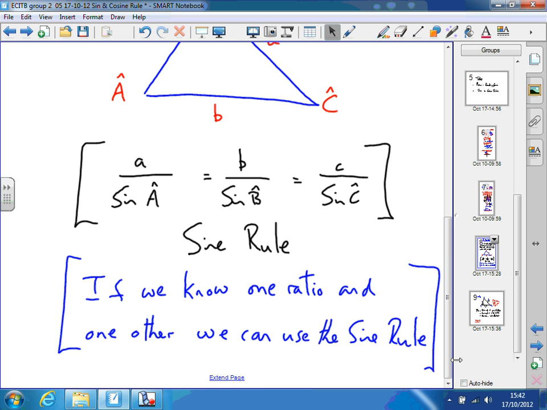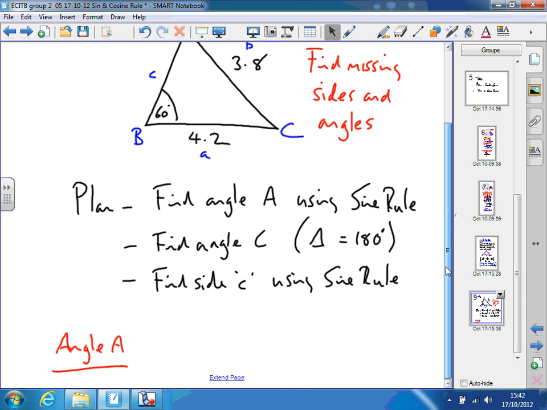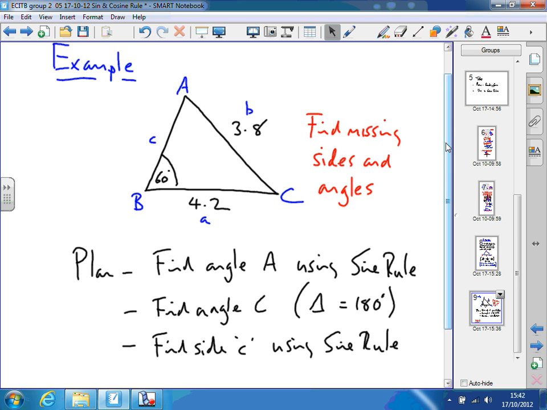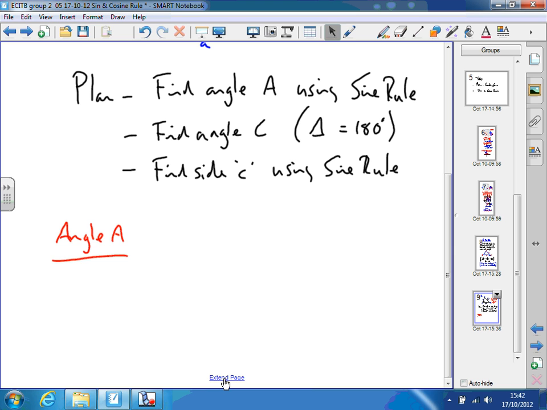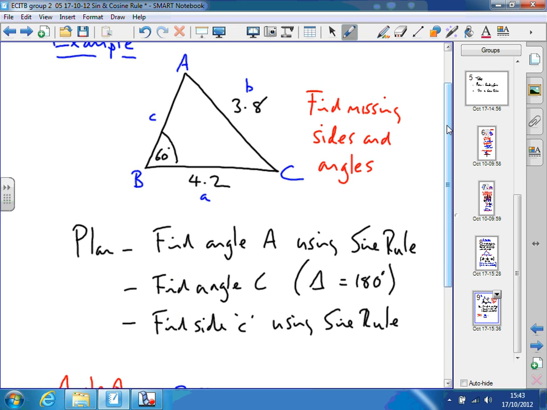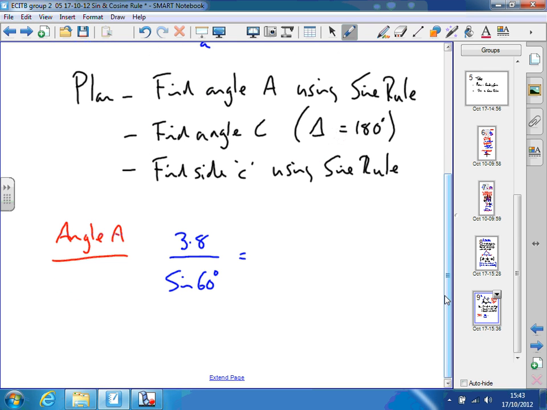So let's apply that to this. In other words, we say, right, we know that ratio is 3.8 over sine 60. So 3.8 over sine 60, that's the ratio we know, equals 4.2 over sine A, which is what we're trying to find, angle A.